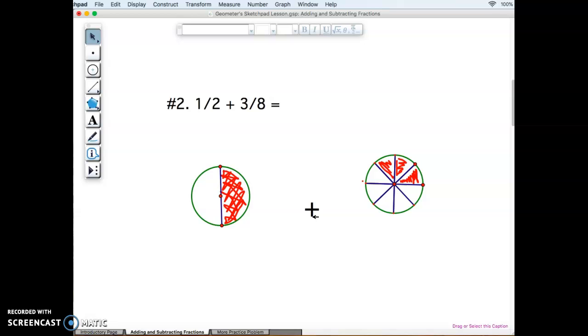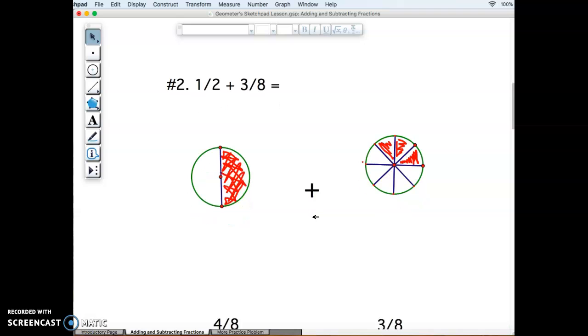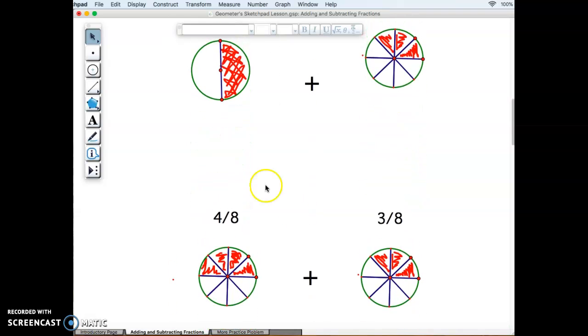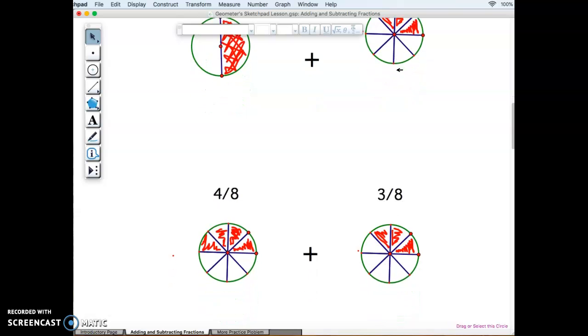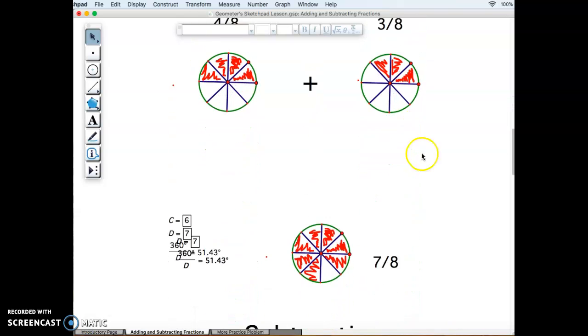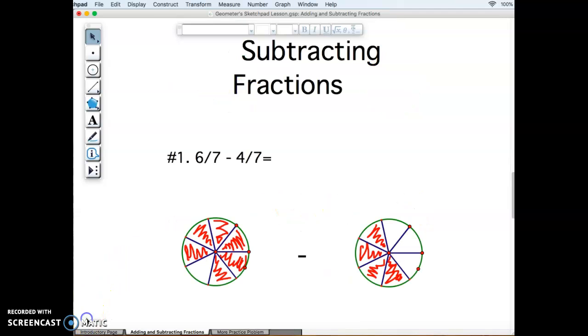If we find a common denominator, then we can just multiply the numerator by that same number. Here, let me show you. So here we have 4/8, which is equivalent to 1/2. Same thing here, we just keep 3/8. So here we have 4/8 plus 3/8, which gives us a total of 7/8.